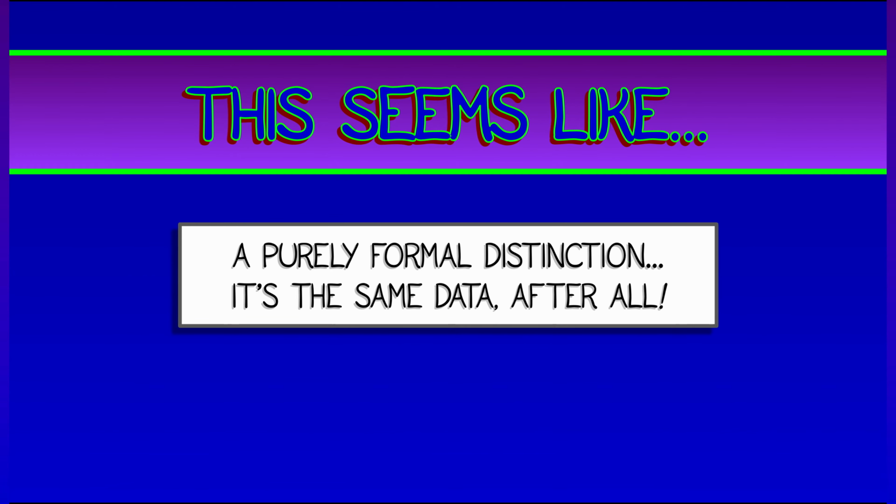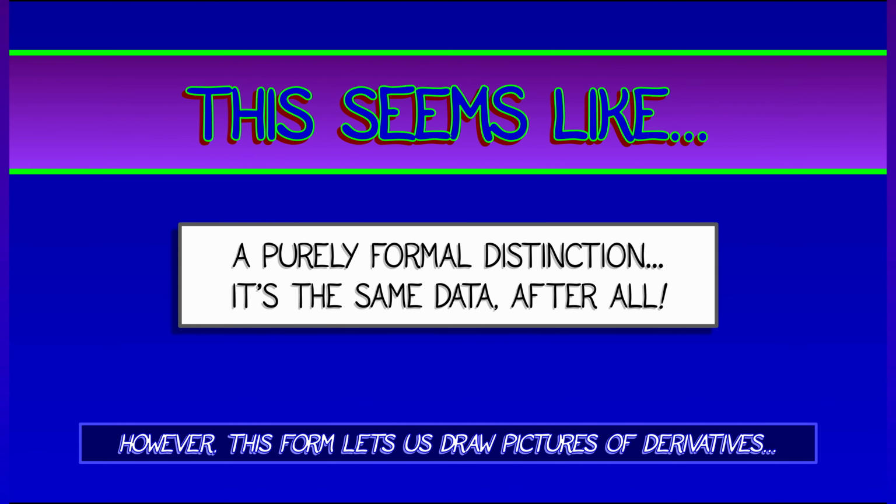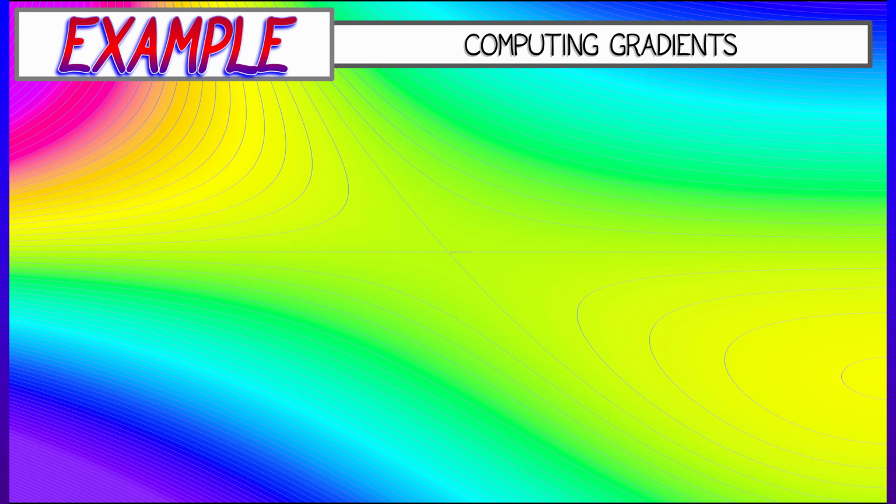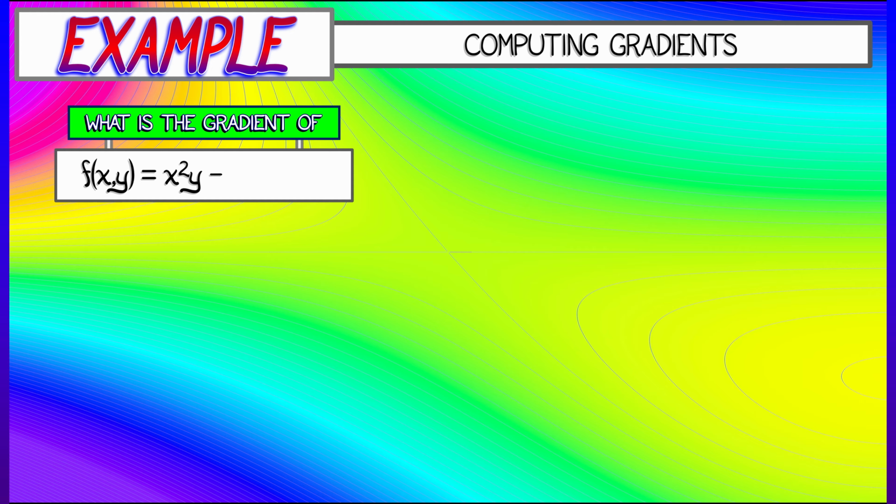Now, it seems like a formal distinction. I mean, a derivative here, gradient here, row vector, column vector, what? Okay, look, what is nice about the gradient is that you can draw pictures. So let's go ahead and do that.